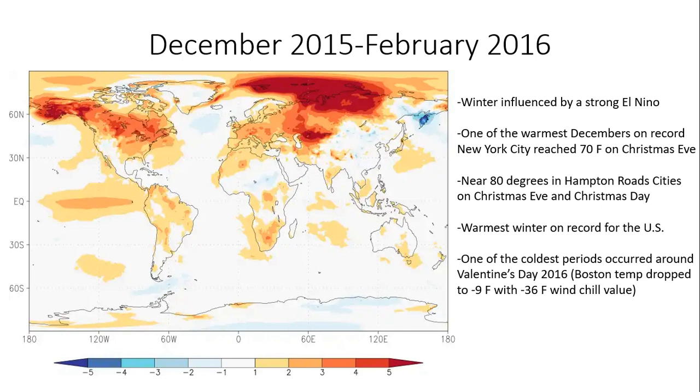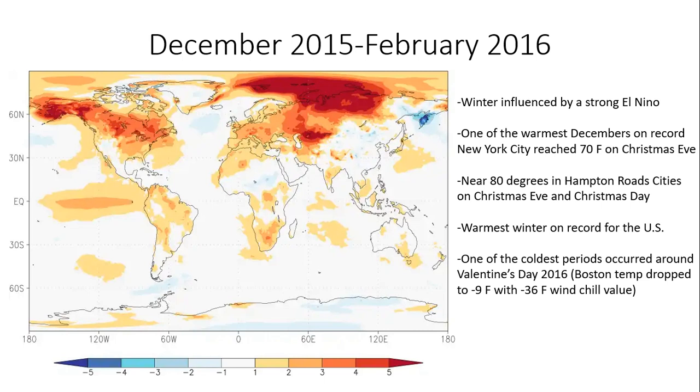It was insane. You could wear shorts and a t-shirt on Christmas, and it was just well above normal for that time of year. We're talking 25 to 30 degrees Fahrenheit above normal. This was the warmest winter on record for the U.S., by the way. And one of the coldest periods occurred around Valentine's Day 2016. It was one of the rare cases where it was colder than normal. Boston's temperature dropped to about negative 9 degrees Fahrenheit with a negative 36 degree Fahrenheit wind chill value.